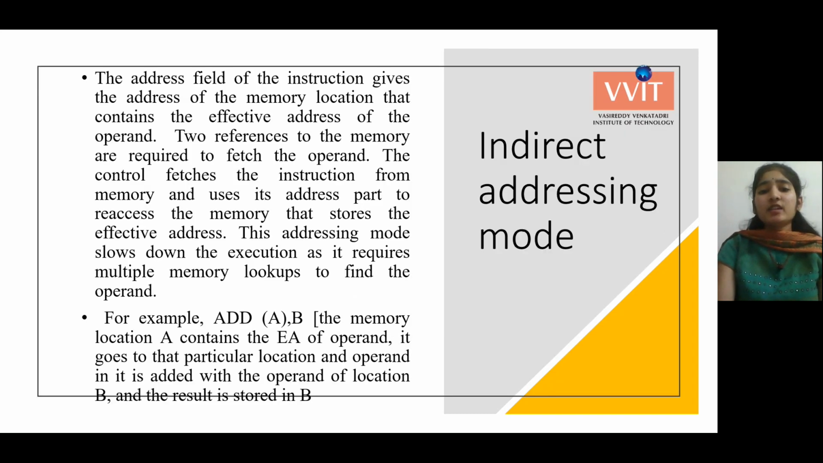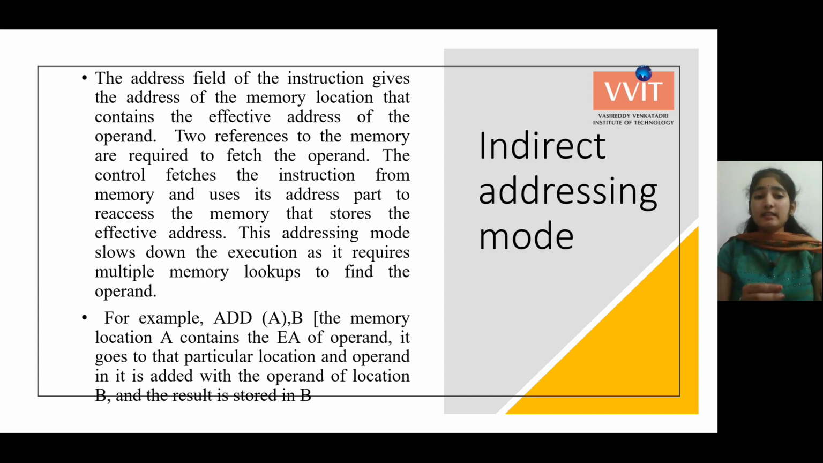Next one, indirect addressing mode. If you take an opcode along with the addressing mode, this addressing mode consists of the effective address, not the operand. Again, the effective address consists of the operand, so here we use 2 references. The address field of the instruction gives the address of the memory location that contains the effective address of the operand. 2 references to the memory are required to fetch the operand.